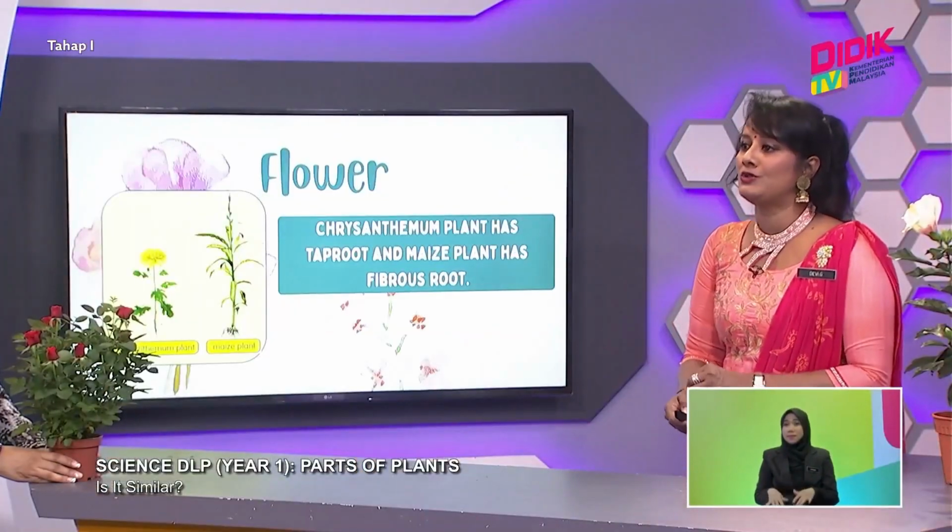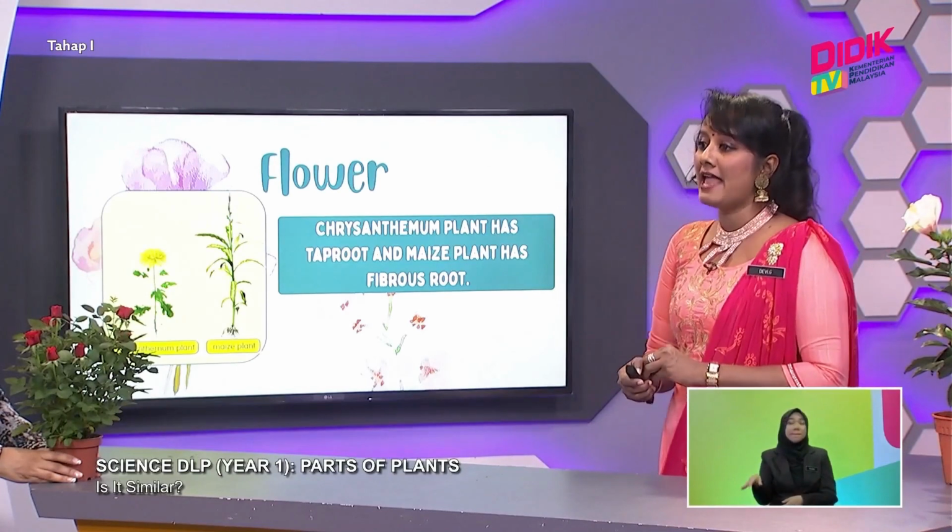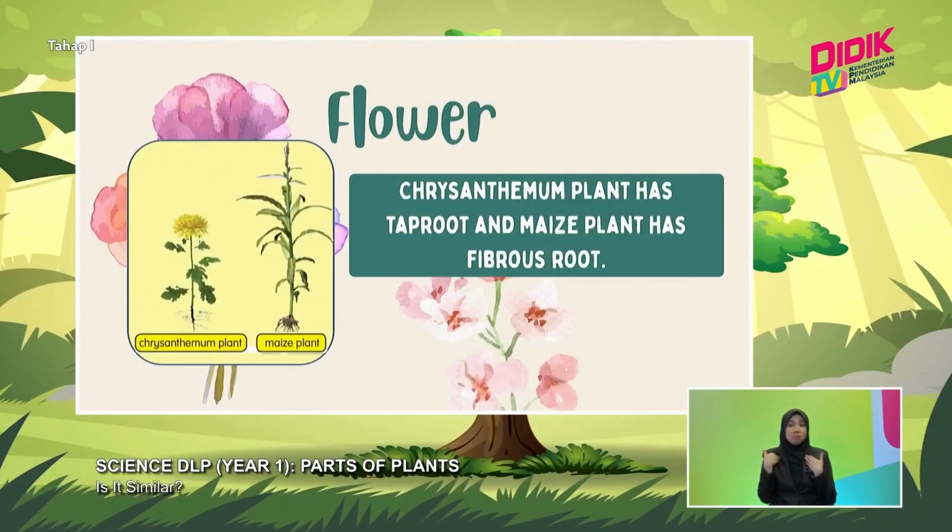Okay, next we go to the chrysanthemum plant. It has taproot, and the maize plant has fibrous root. Remember taproot? If you look at that, that one is taproot. The middle is very thick. Okay, we can go to the fibrous root. Fibrous is everywhere. It's everywhere. Okay, that's what we call fibrous root.